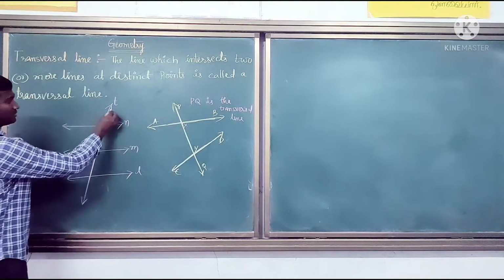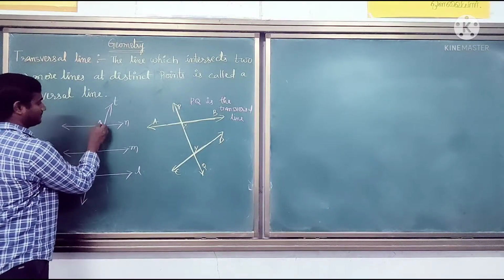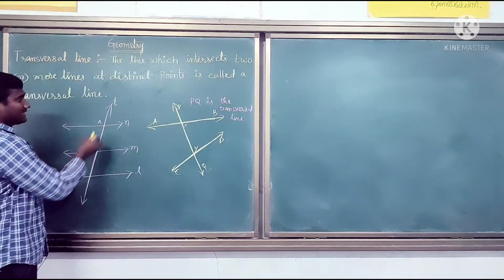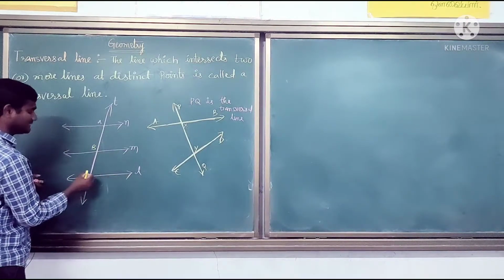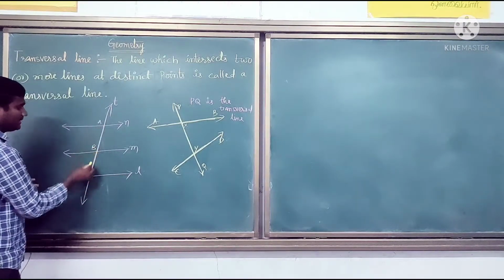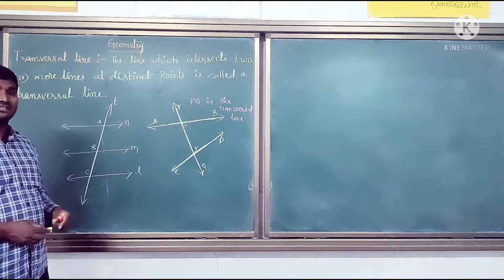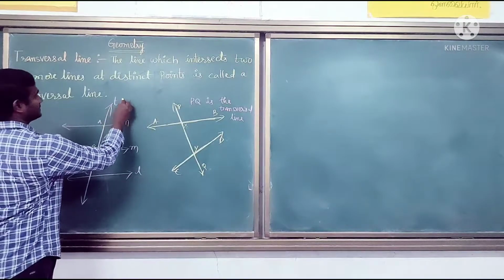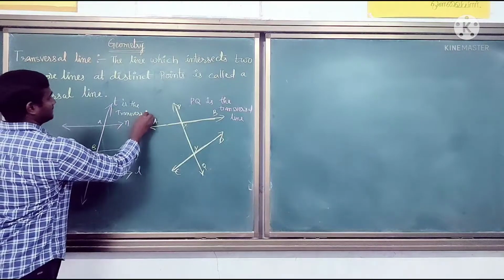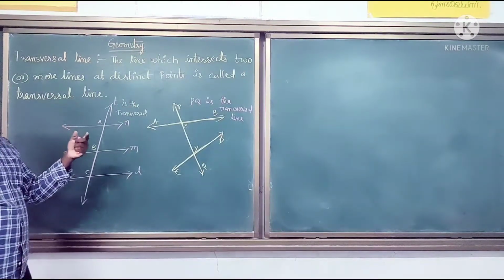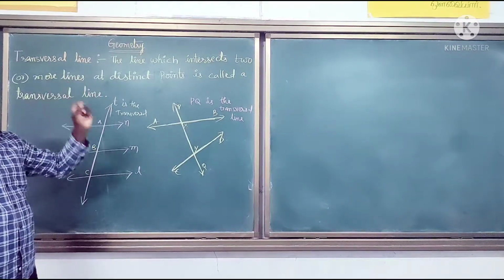Let us check. The transversal line t intersects line n at a point, you can consider A. The transversal line t intersects m at B, and line l at C. Here A, B, C are three different points, that means distinct points. So t is the transversal line. There must be two or more lines, and the intersection points must be different.